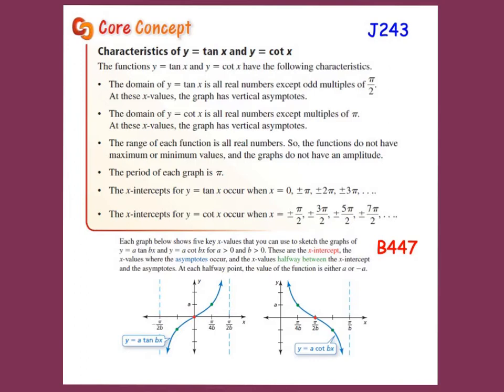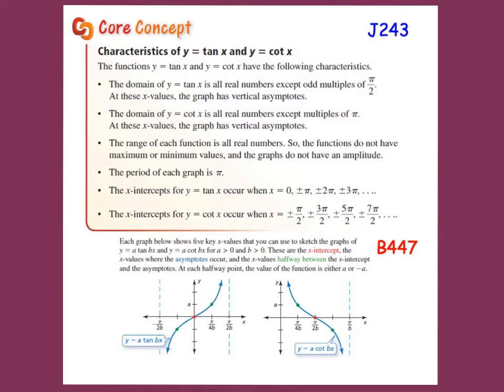The range of each function is all real numbers, so the functions do not have minimum or maximum values, and the graphs do not have an amplitude like the cosine and sine functions did. The period of each graph is only pi, not 2 pi like in sine and cosine functions, and the x-intercepts for y equals tangent x occur when x equals 0, plus or minus pi, plus or minus 2 pi, plus or minus 3 pi, and the x-intercepts for y equals cotangent x occur at plus or minus pi over 2, plus or minus 3 pi over 2, plus or minus 5 pi over 2, and so on.